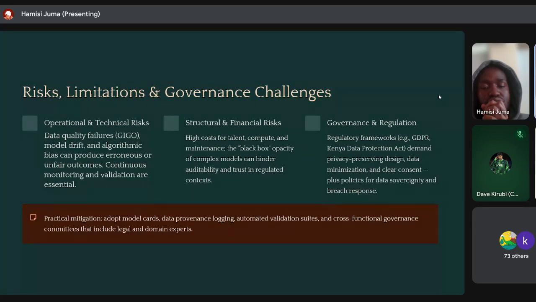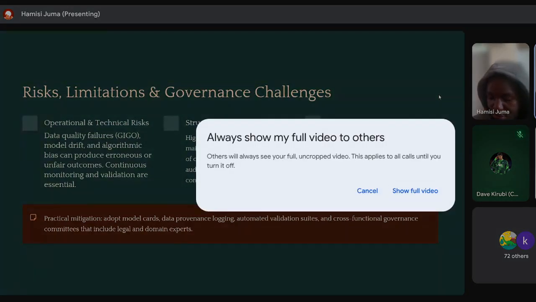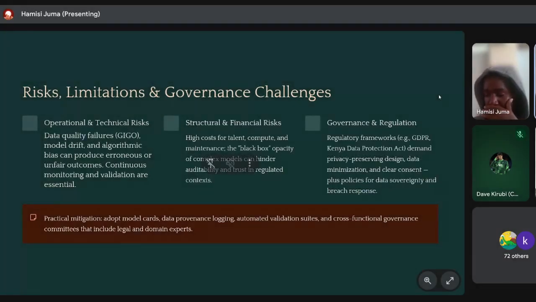And the next one is algorithmic bias, and this is common. This is where there are human or societal biases in the models, which can lead to unfair outcomes. An example can be in interviews.